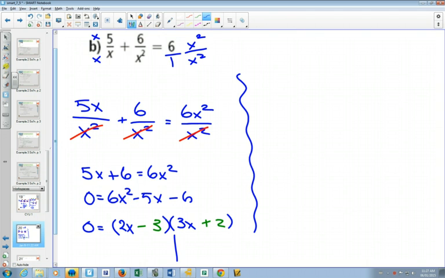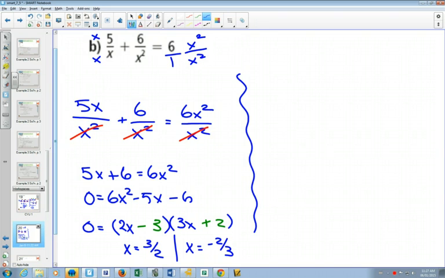And so now that I've factored it, I get that x equals, well, if this was equal to 0, move the 3 over, divide by 2. x equals 3 over 2. And this one, x is equal to -2/3. Yes?